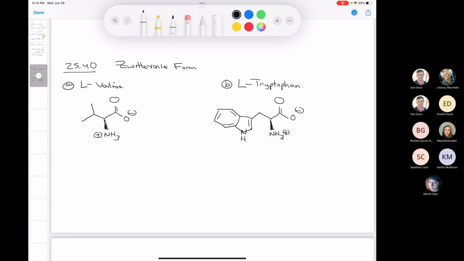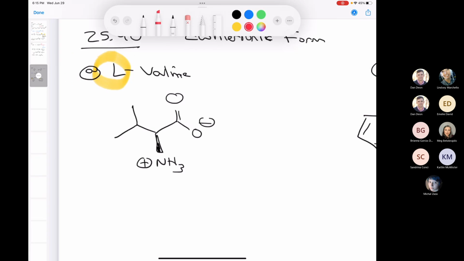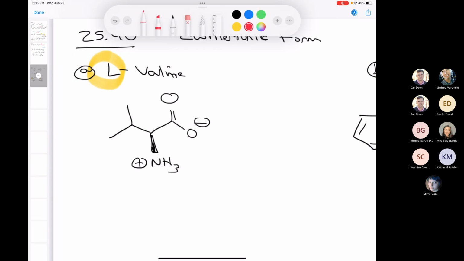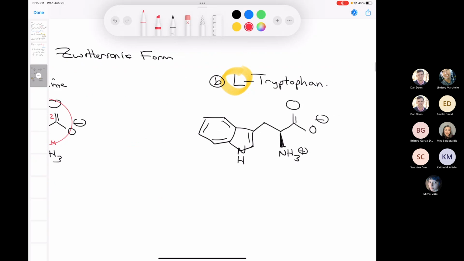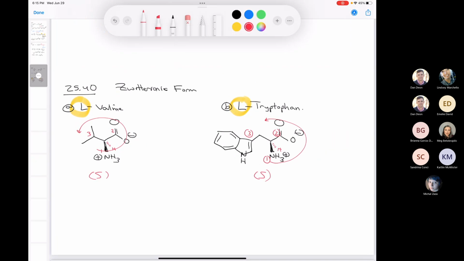Now, something that's interesting about both of these, both of them are L, and they both have the same stereochemistry. If you look at the stereochemistry of valine very quickly, we start with 1, we go to 2, and then 3. So if you go backwards this way, because our hydrogen is in the back, it has S as its stereochemical configuration. Then if you go to tryptophan, you do the same thing. You go from 1 to 2 to 3. The hydrogen is in the back. We're going counterclockwise. So again, tryptophan is also S.